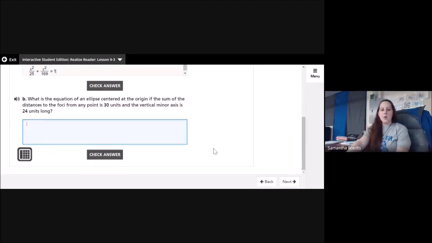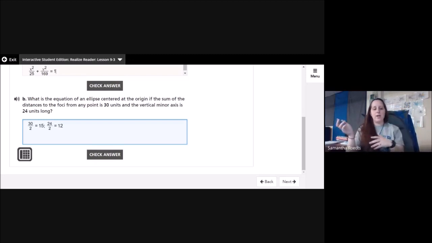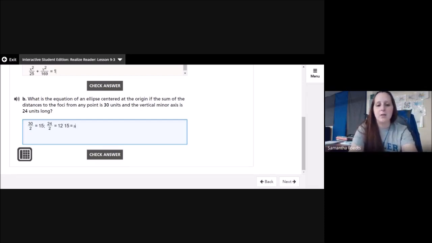All right, letter B, what is the equation of an ellipse centered at the origin if the sum of the distances to the foci from any point is 30 units and the vertical minor axis is 24 units long? So the first thing I need to do is, because they've given me the entire distance, I need to half that because I'm assuming that it's centered at the origin. Actually, it tells me that. So 30 divided by 2 equals 15, and then 24 divided by 2 equals 12. Okay, so 15 is going to be my A and 12 is going to be my B. So 15 equals A, 12 equals B.